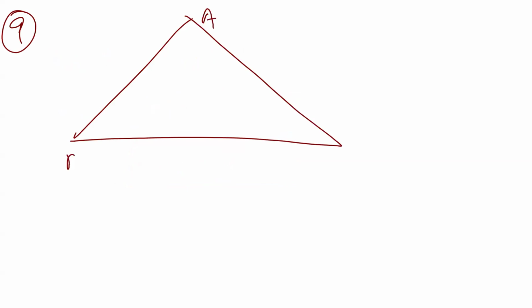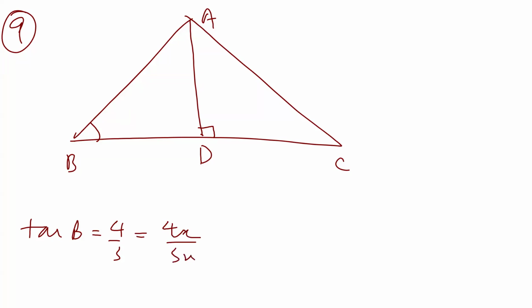A lengthy problem. We have triangle ABC. The foot of the perpendicular from A to BC is D. This is D. Okay. Tan B is equal to 4 by 3. So B is over here. Okay. So let this be 4x and 3x. The common multiple is x. It's a ratio, right?